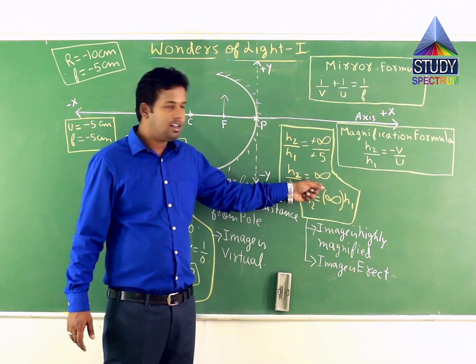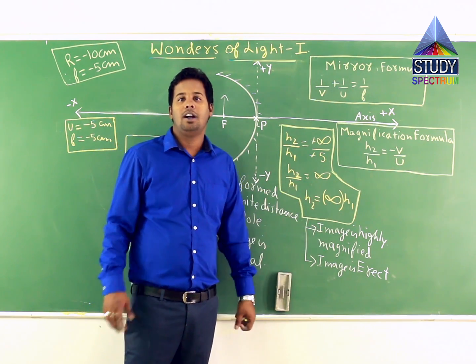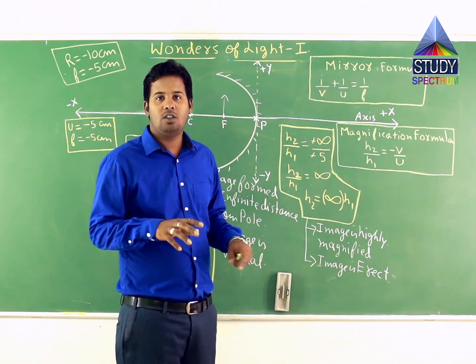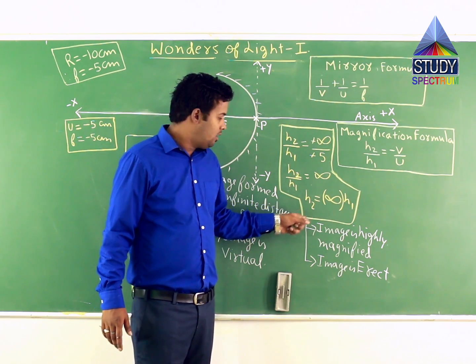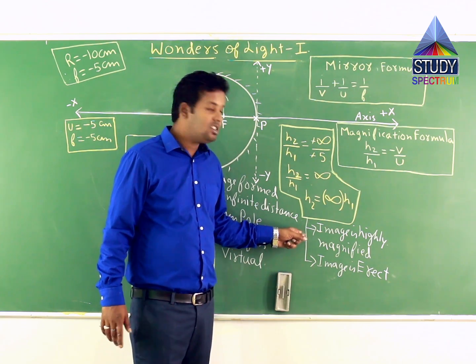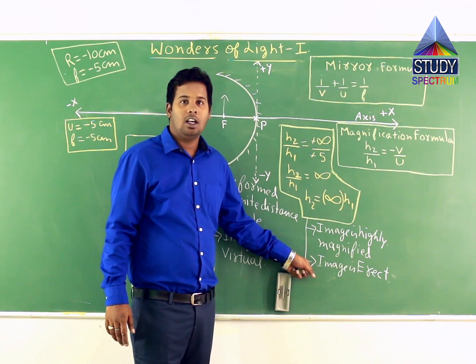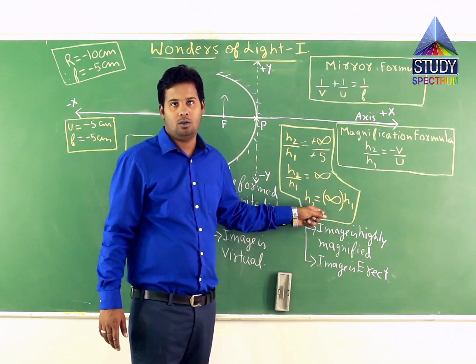If h1 goes on the right hand side, h2 is equal to infinite times h1, which means it doesn't matter what the height of the object is, the height of the image will be huge, infinite. So it turns out to be infinite. So it gives us two results. The first result is the image is highly magnified, and the second is the image is erect. Why erect? Because it is coming out to be positive values.